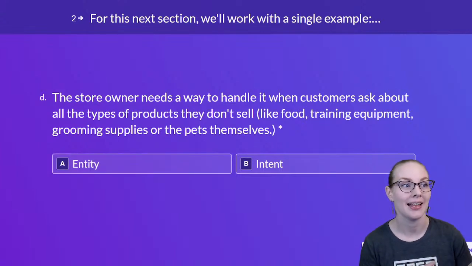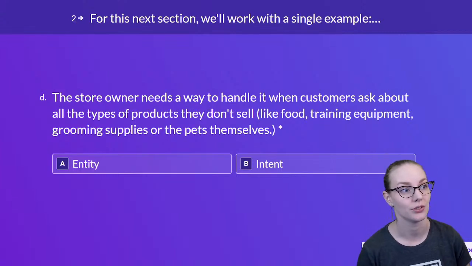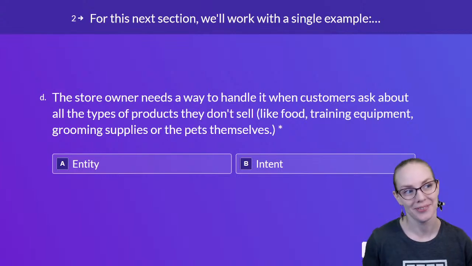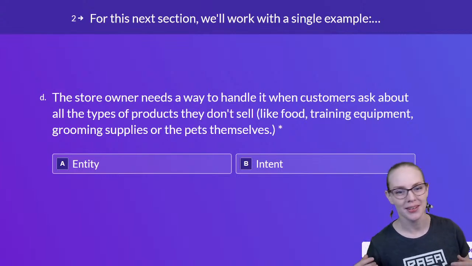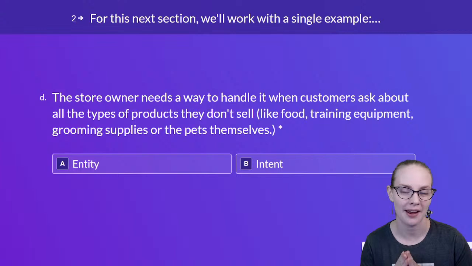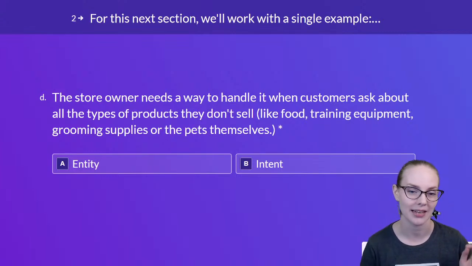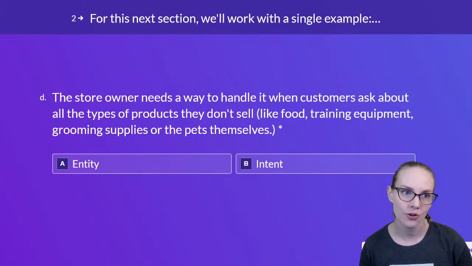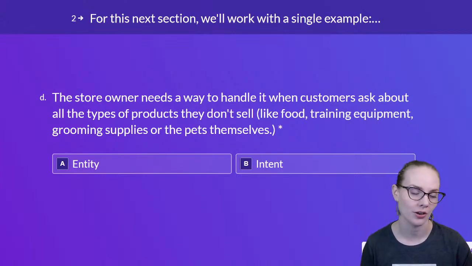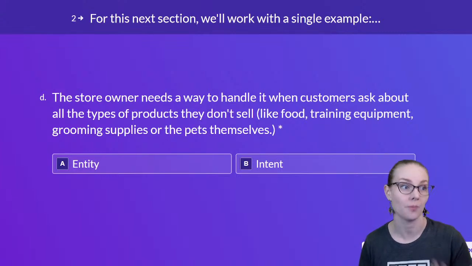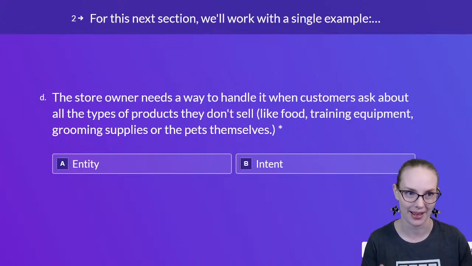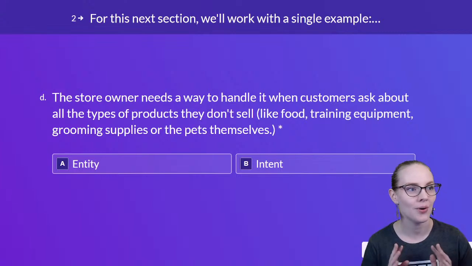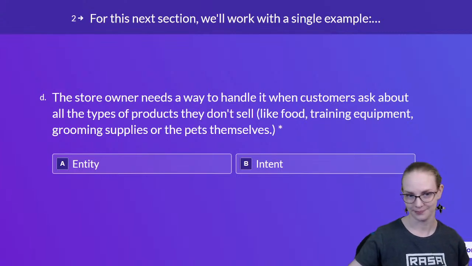All right. And now we've got one that's really tricky, and I've actually gotten a lot of questions around this sort of type of problem. So hopefully this will be perhaps relevant for some of you. So a store owner needs a way to handle it when customers ask about the types of products they don't sell, so things that they don't have in their store. Things like food, training equipment for the dogs or cats, grooming supplies, or pets. They don't sell pets, but their store is for pets. So how would you handle this?